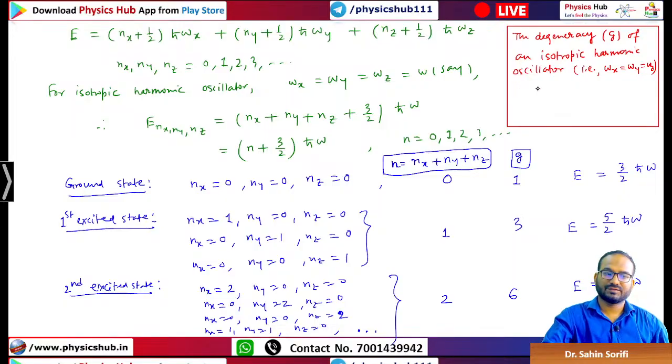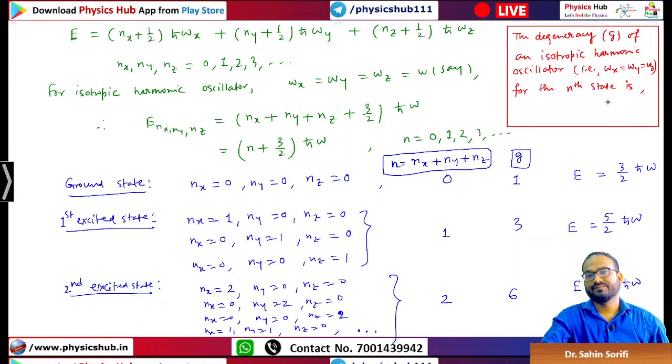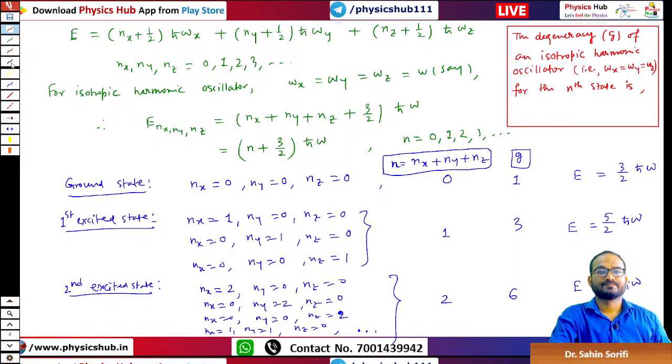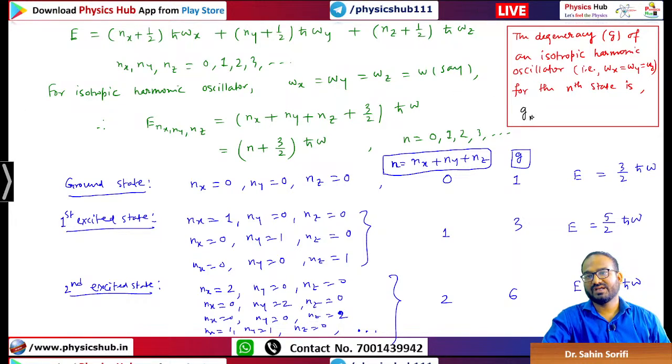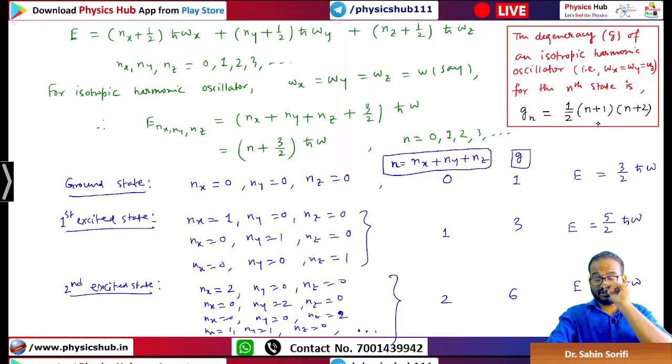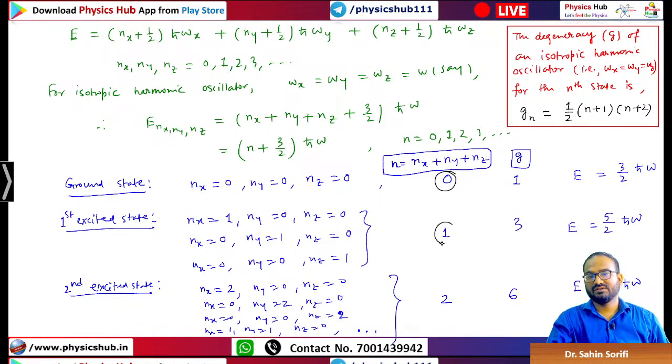The degeneracy g of an isotropic harmonic oscillator for the nth state is given by Gn equals half times n plus 1 times n plus 2. As you can see, if you put n equals 0, it is 1. If you put n equals 1, 1 plus 1 is 2, the 2s cancel, 1 plus 2 is 3. Ground state is n equals 0, first excited state n equals 1, second excited state n equals 2, third excited state n equals 3. So if you put n equals 3, 3 plus 1 is 4, 3 plus 2 is 5, and you get 10.